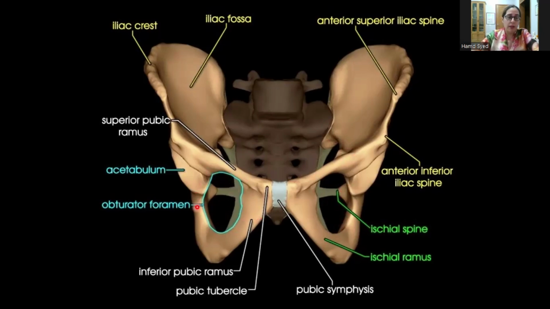Also keep in mind, this here is the obturator foramen. This is the oval opening, the oval gap or space which is created between the pubic and the ischial rami. Here is the acetabulum. This is present on the outer surface of each hip bone. It is the socket, which is the site of articulation with the head of the femur, forming the hip joint. Also, you can appreciate this here is the anterosuperior iliac spine, and here is the anteroinferior iliac spine.